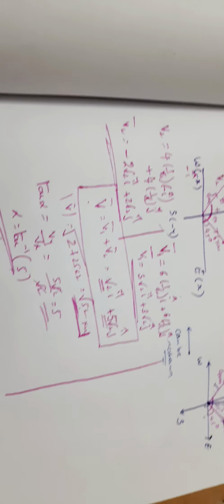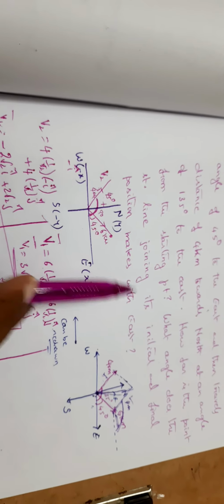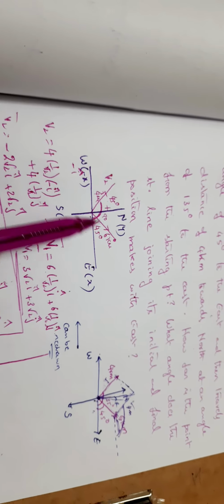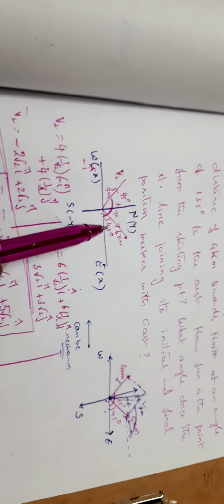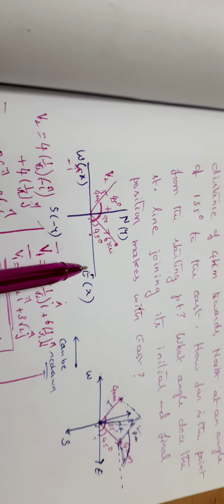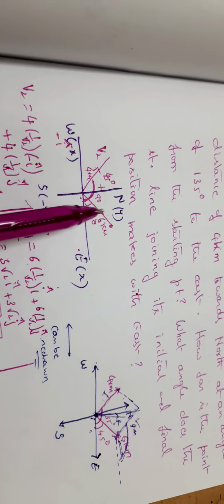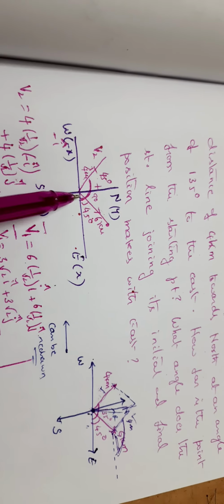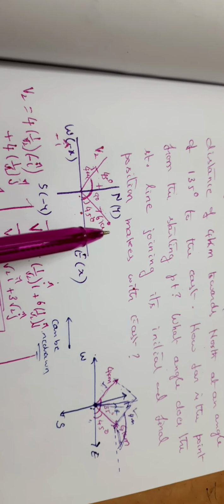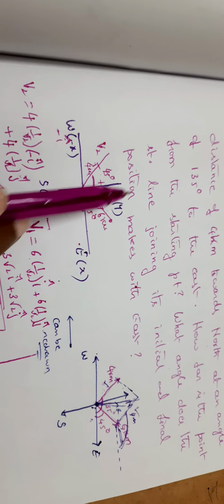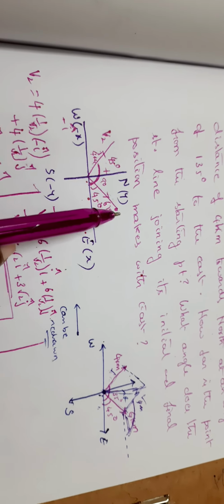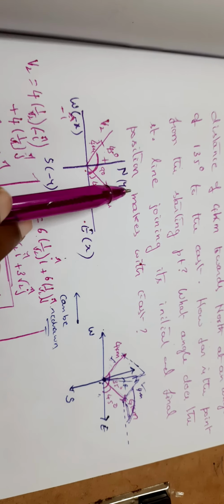I repeat the whole thing again. Look at this. So what is the question here? A car is moving in the north direction, making an angle of 45 with the east, and it moved 6 kilometers. Fine. Now after that it is moving 4 kilometers, like this, making an angle of 135.